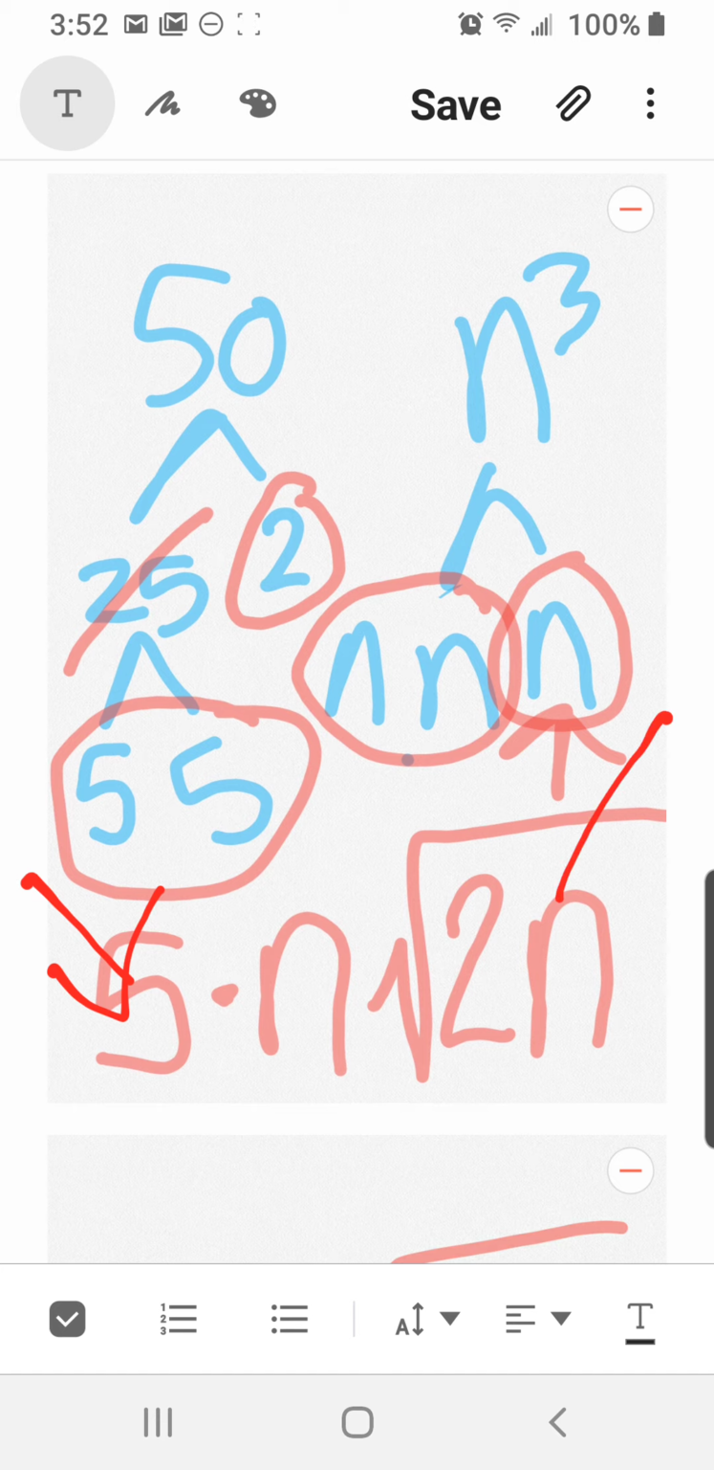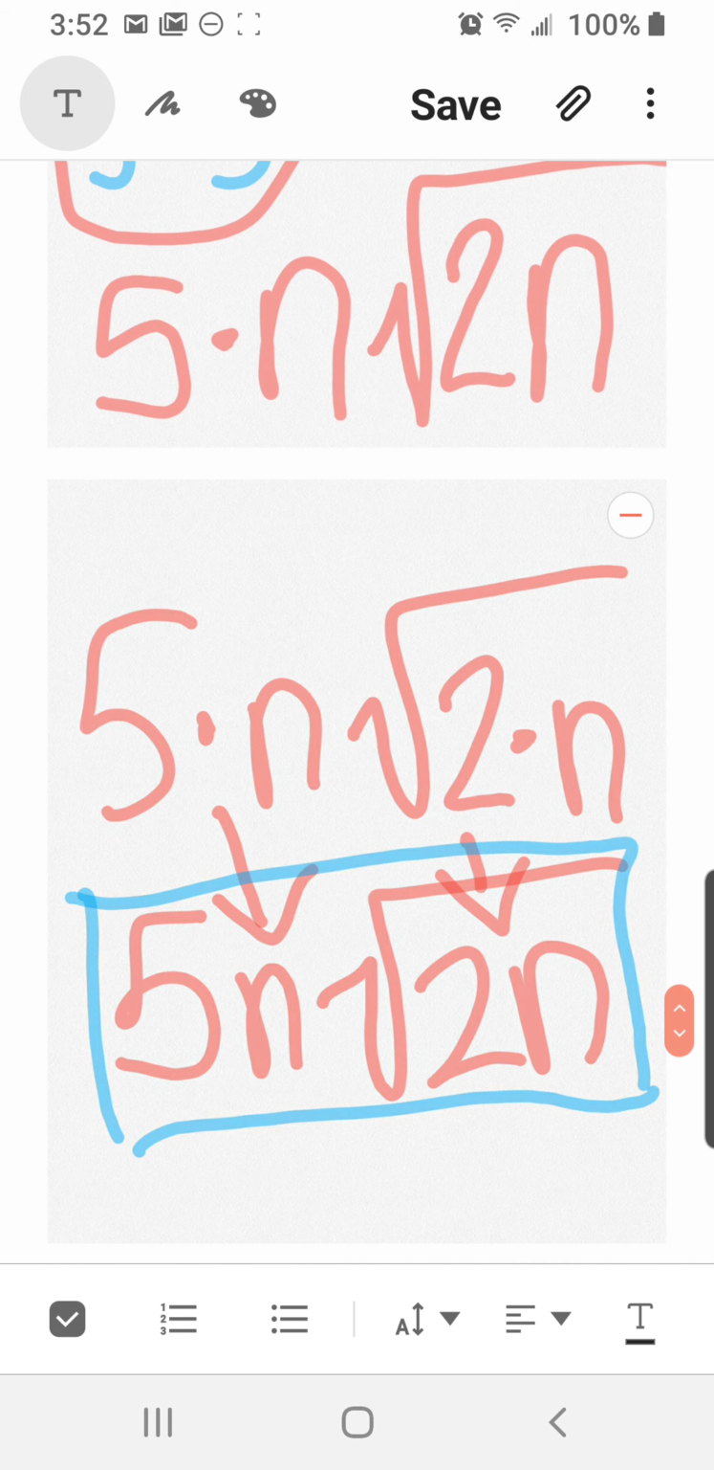And I put my numbers that were by themselves on the inside. Puse mis parejas afuera y los solteros adentro. Then I multiplied 5 times n and 2 times n to get my final answer. Multipliqué para sacar mi respuesta final. And again, my final answer was 5n square root of 2n.